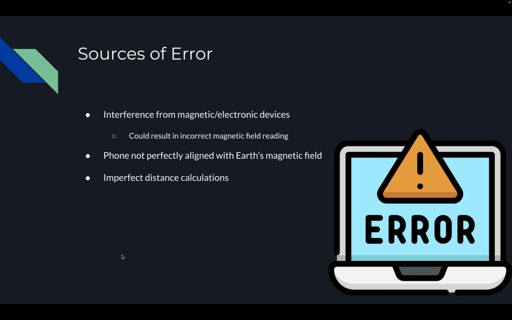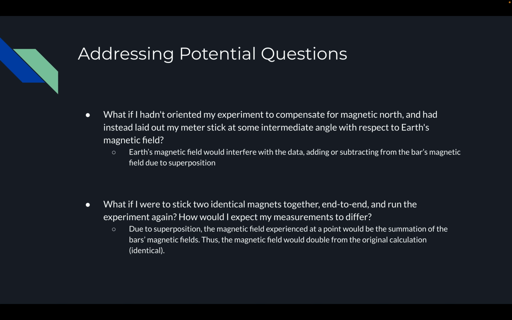What are some sources of error? Interference from magnetic or electronic devices could result in incorrect magnetic field readings. Furthermore, the phone not being perfectly aligned with Earth's magnetic field would also result in incorrect readings, as well as imperfect distance calculations could cause slight variations in the correct data.